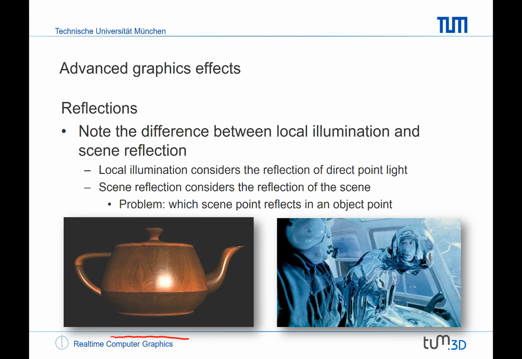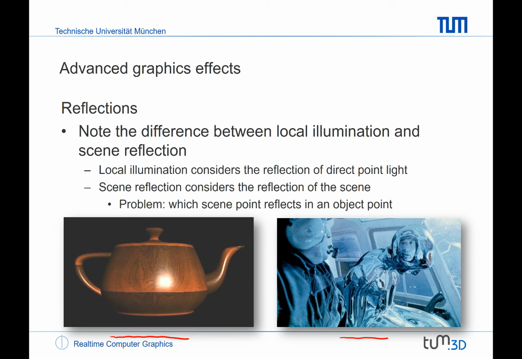And now if you look at the right-hand side, then we also see reflections, but now the reflections are a little different. What we see now here in the right object is the reflection of the scene. So that means that in this case here on the right-hand side, we have to determine for every object point of the reflecting object, which is the point of the surrounding scene that reflects at that object point.